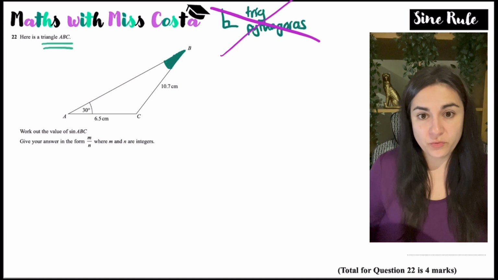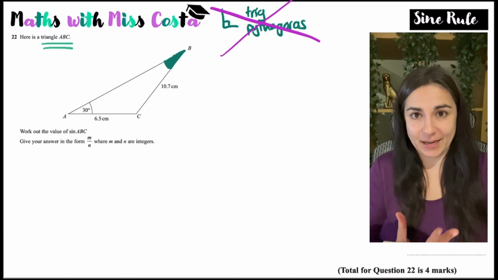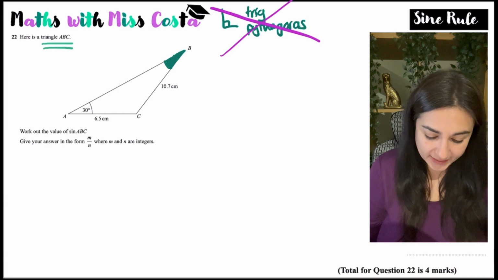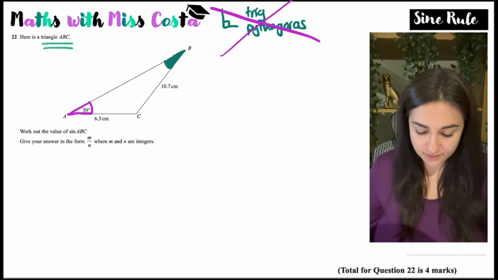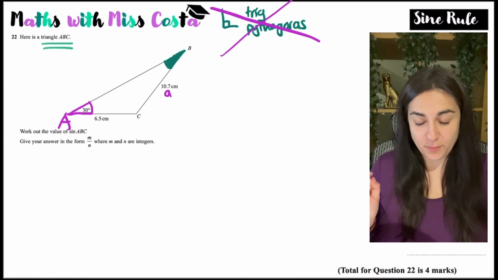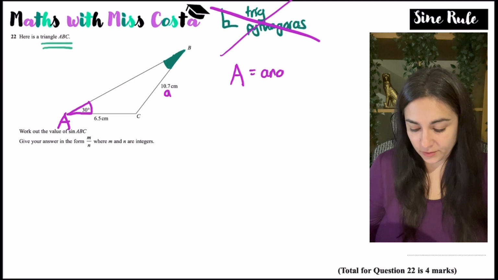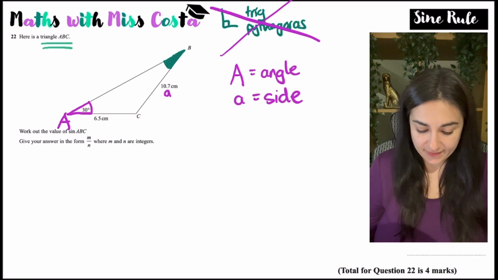Whenever you have a non-right angled triangle, one of the best things you can do is label your triangle. So always label it according to the given angle. So this is the angle that we have been given. We can call that A. And therefore this side is going to be little a. So remember with trigonometry, the big letter represents the angle, and the little letter represents the side. And they're always going to be opposite each other.